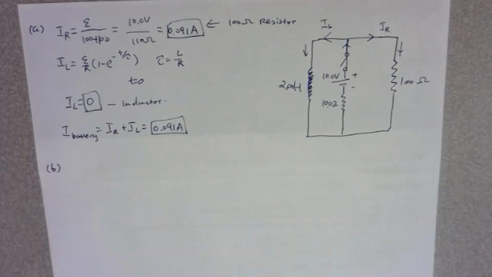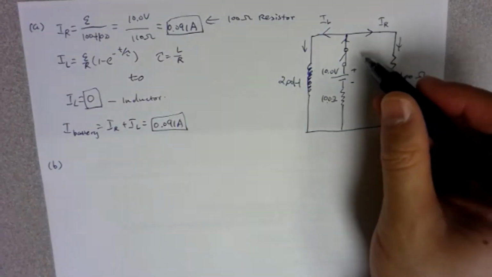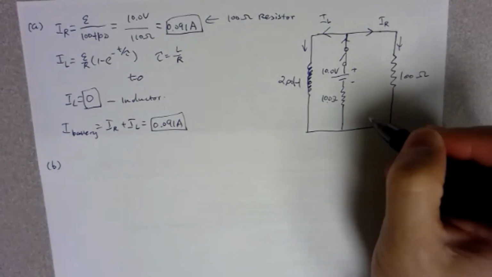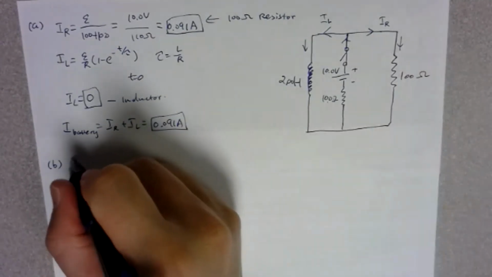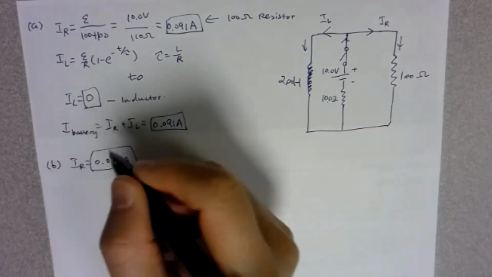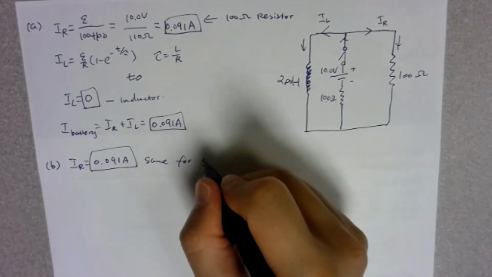Now on B, it says find the current again, the current through the battery, the 100 ohms, and the inductor, long after. So long after, again on the resistor, because on this side it's just a resistor with a battery, it should be stabilized. So that I of R will still be 0.091 amps, the same for the resistor.